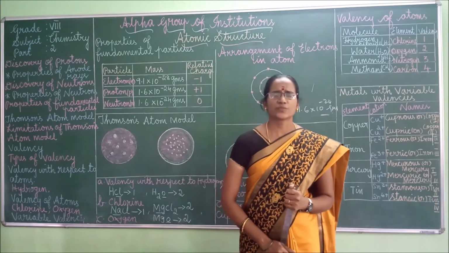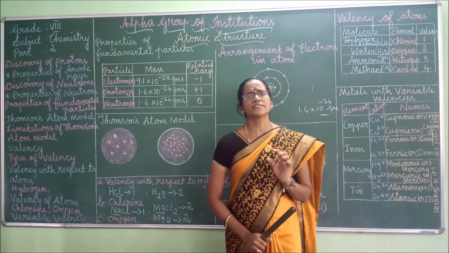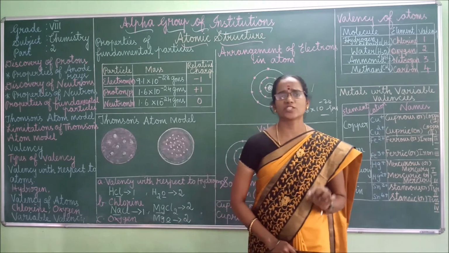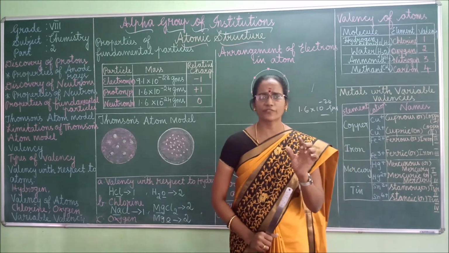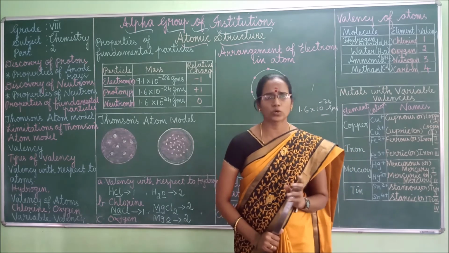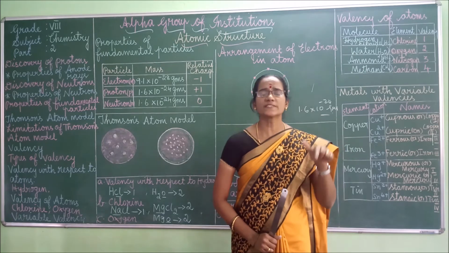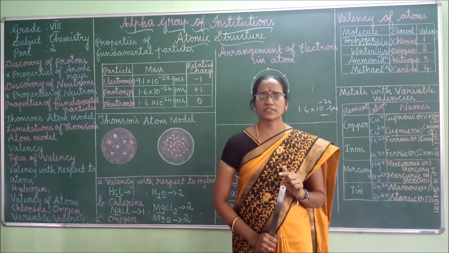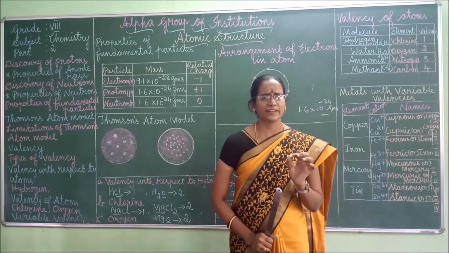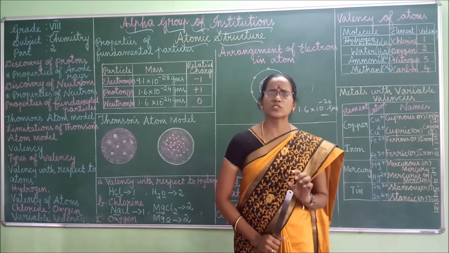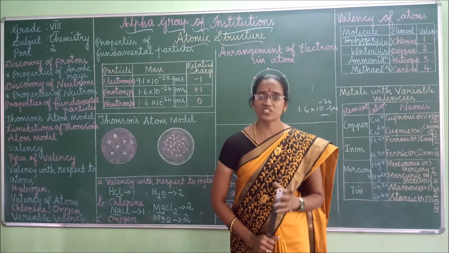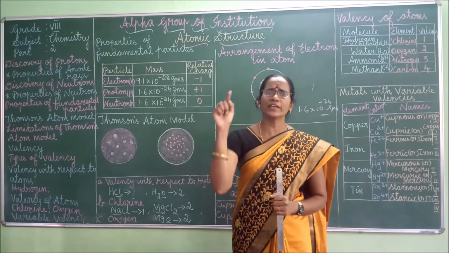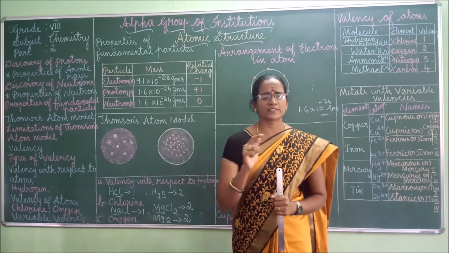Isn't it? Here, the protons and neutrons are present at the center of an atom called the nucleus. Isn't it? The center of an atom is nothing but the nucleus. Whereas electrons revolve around the nucleus in circular orbits, isn't it? Hence, an atom consists of many orbits or shells. So, the electrons revolve in the circular orbits of an atom.